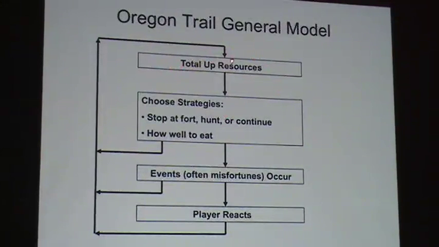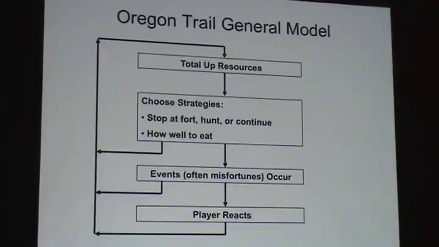So the first thing is that the program totals up your resources at the beginning of the turn. The game, of course, is played in turns. A turn represents about 200 miles or 2 weeks on the trail. It generally took the pioneers 6 months to get there, so a dozen turns would typically be how long it takes if you make it successfully. You're given some strategy choices that may take you out of the loop and back, or more likely, events happen to you, often misfortunes, and sometimes you have to react and make decisions based on those events, and then you cycle back and go on to the next turn where your resources are totaled up again.